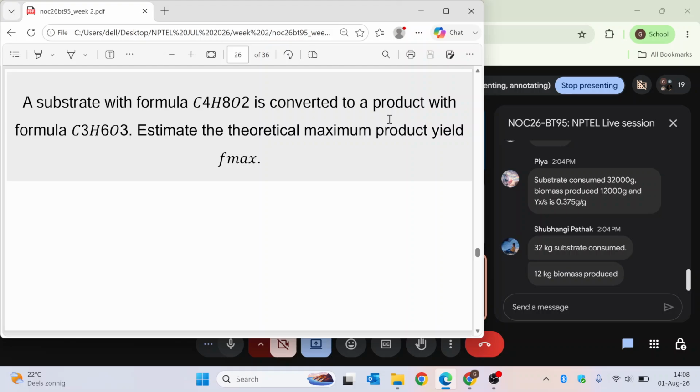Okay, the next question is, there is a substrate with the formula C4H8O2, and it is converted to a product with the formula C3H6O3. I want you to estimate the theoretical maximum product yield. So the product is C3H6O3 and the substrate is C4H8O2. So from this, you have to estimate the theoretical maximum product yield, and to make it easy, you denote the theoretical maximum product yield as Fmax. So from the given data, compute the Fmax value.